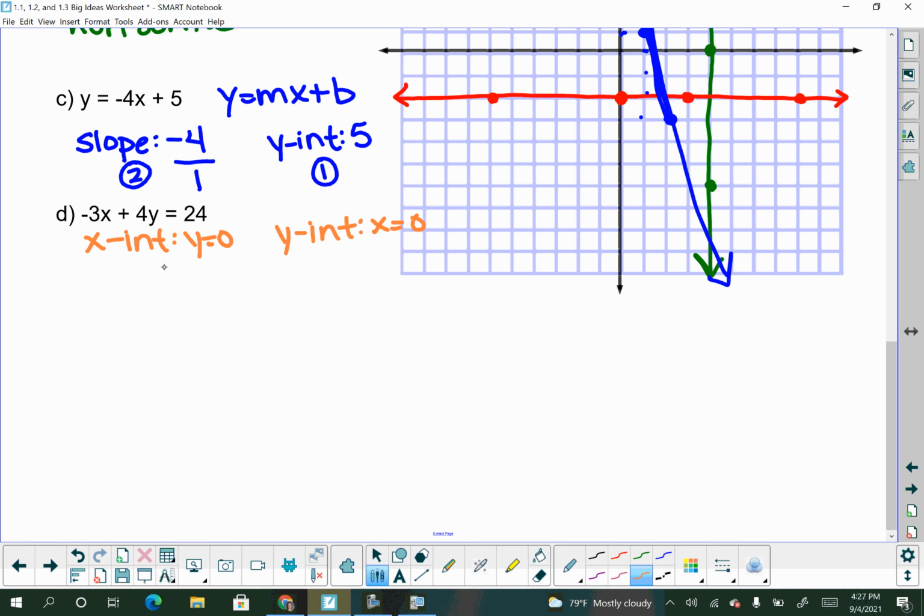So to get the x-intercept, plug in 0 for y. That gives me -3x equals 24, because anything times 0 is 0. Divide by -3, I get -8. So that's a point on my line, -8, 0. I can actually graph that on my x-axis. I have a point at -8.